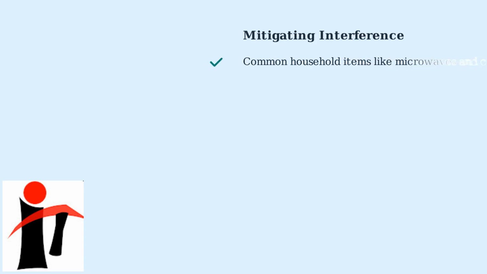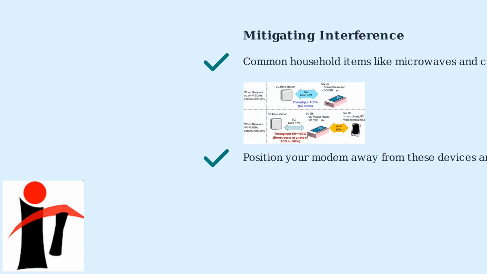Also, be aware of common household items that cause interference, like microwaves and cordless phones. Position your modem away from these devices and metal objects.